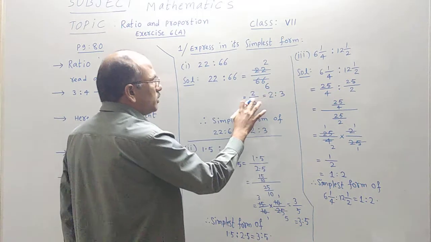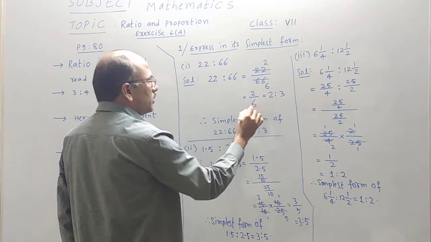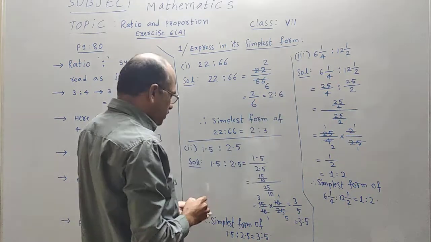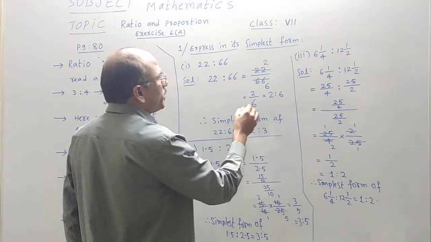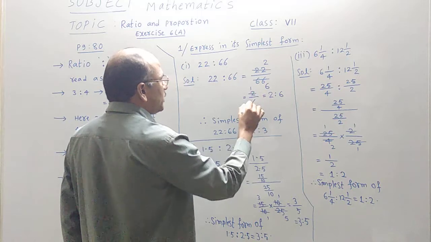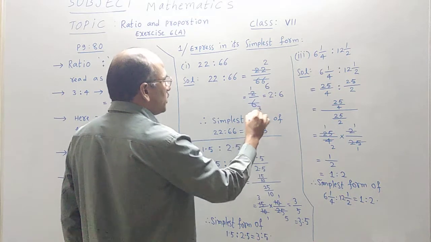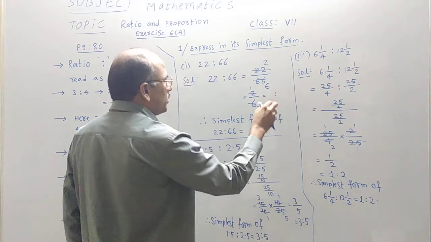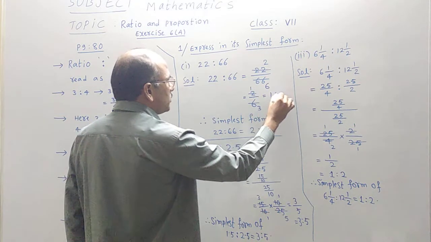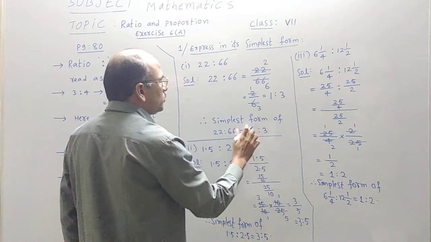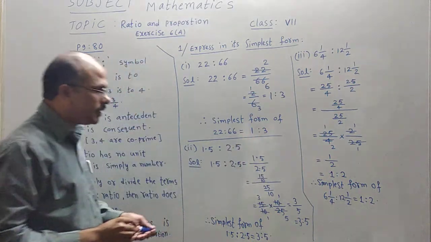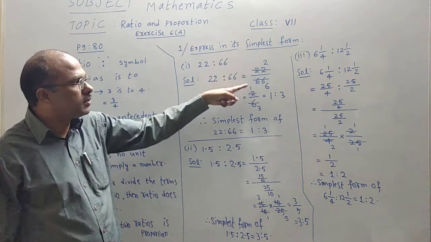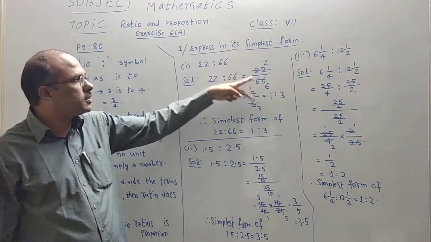That is only 2/6. Then our answer will be 2:6. Even this can also be cancelled here. 2 1s are 2 and 2 3s are 6. Then directly we can write the answer 1:3. Is it clear, students? 1:3. Not 2:3 as I have mentioned earlier. Once again we will discuss. 11 2s are 22. 11 6s are 66.